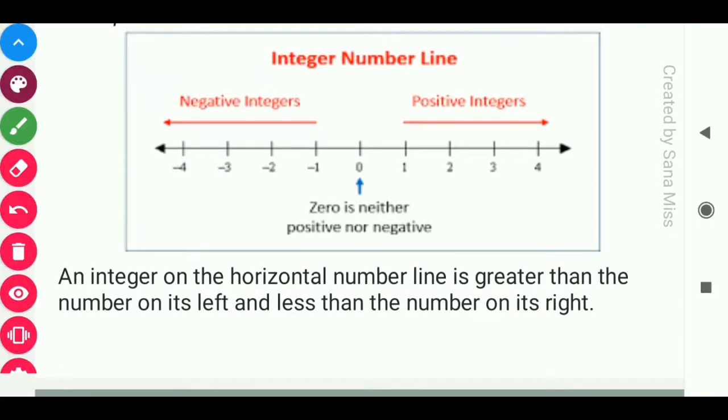One thing we should remember always, an integer on the horizontal number line is greater than the number on its left and less than the number on its right. Let's just compare between 0 and 1. Here 1 is greater than 0, the number which is present to its left. That 0 is smaller here than 1.